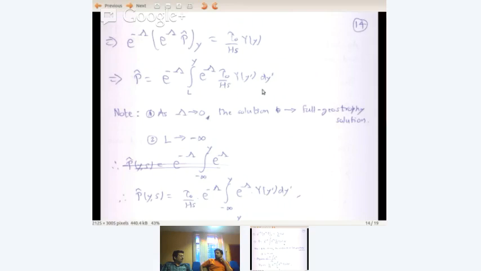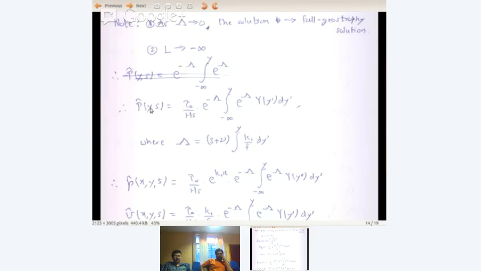Note, as lambda tends to 0, the solution tends to the full gist of the solution. You can check this out, because what you will get is e power minus lambda and e power lambda by 1, tau naught by hs will be the constant that will come out, and we'll be left with integral L of y prime dy prime, which is basically what we had earlier as the integrating factor. Second thing to note is that as always L will go to minus infinity, the lower limit. So capital P hat of y comma s is tau naught by hs into e power minus lambda integral from minus infinity to y, e power lambda y of y prime dy prime, where lambda is s plus nu into integral k1 by f dy prime.